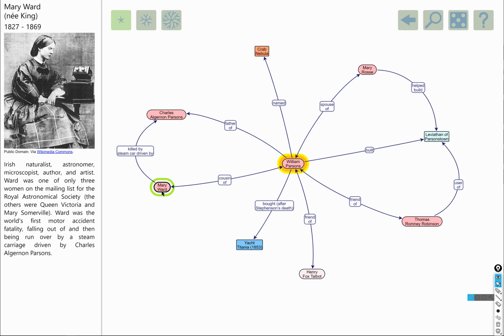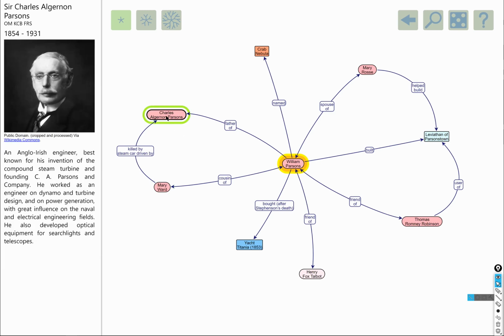And she was killed in a motoring accident whilst being driven by Charles Parsons, who's this chap up here, the son of William Parsons, who got us onto this page. Now, Charles Parsons, very, very famous engineer, invented the steam turbine engine and lots of amazing stuff. But he was sadly driving this steam carriage that had been put together by his sons. And Mary Ward was a passenger on that. And she fell off and was crushed under the wheels of the thing and sadly died.